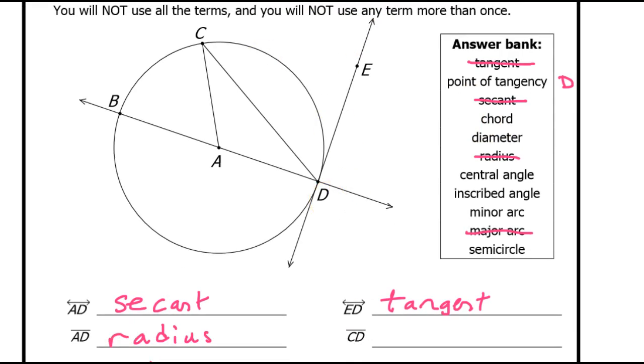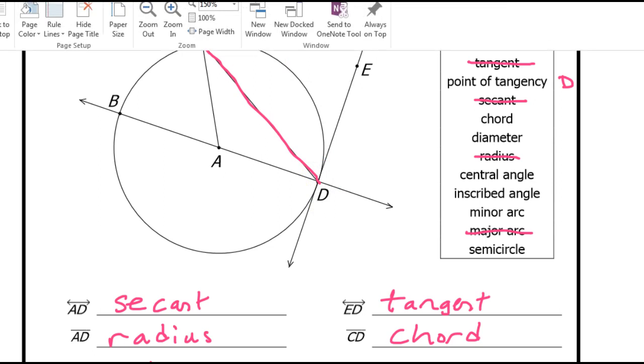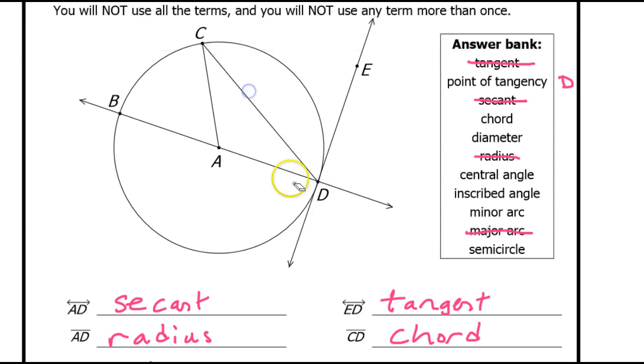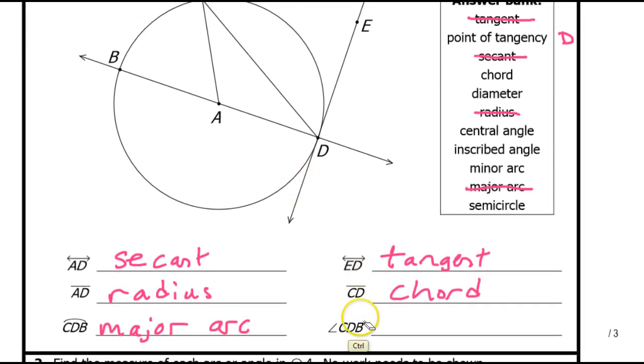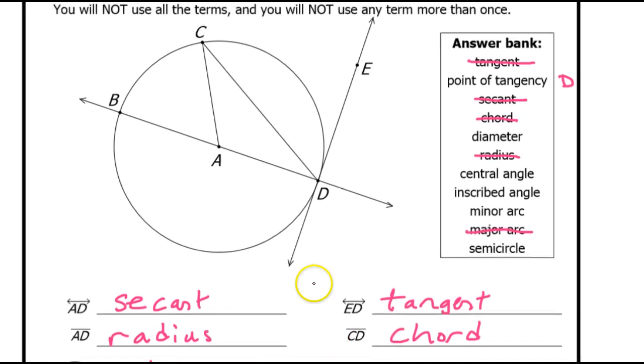What about segment CD? Here's segment CD right here. That is a chord. A chord is a segment that begins and ends on the circle. So that is a chord. Okay, I meant to cross it out. Chord.